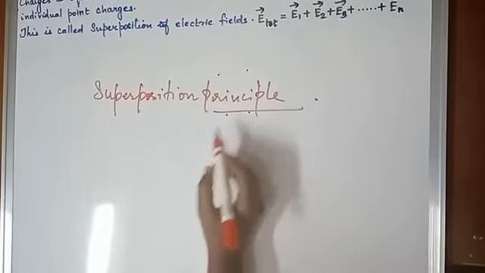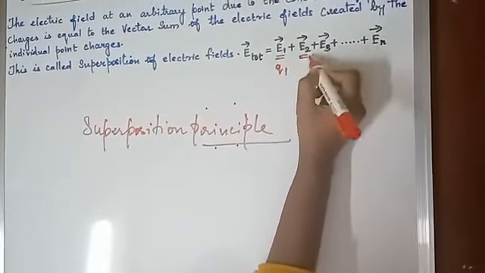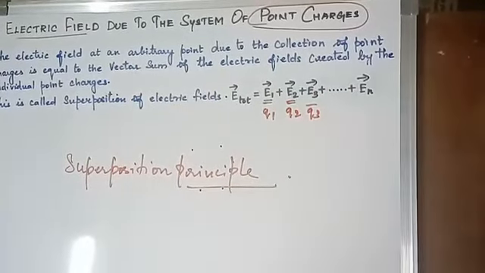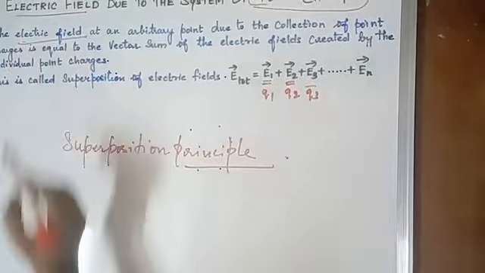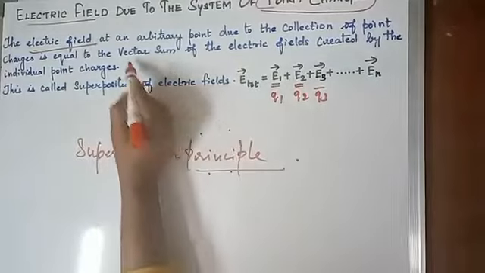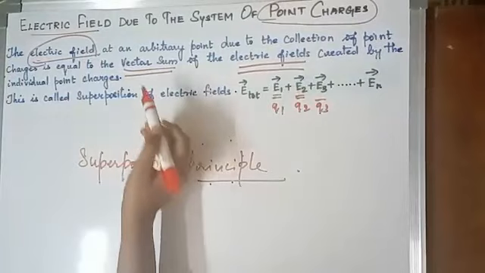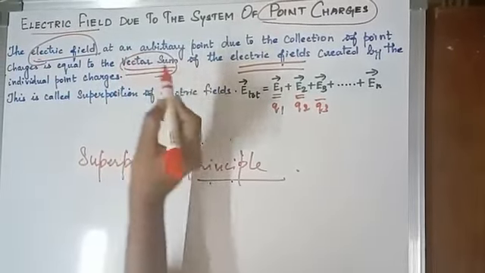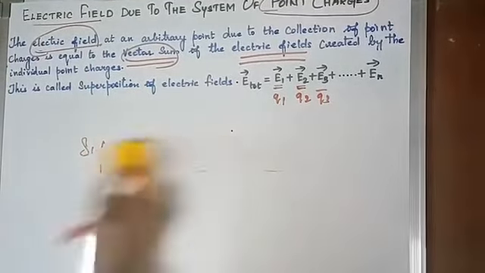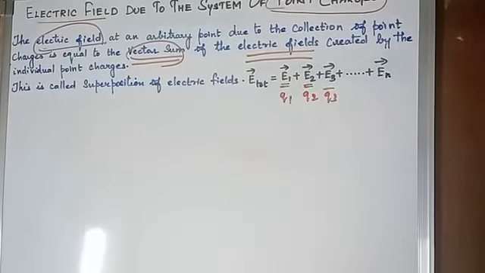So if we have many charges, then the electric field of charge Q1 is E1, for charge Q2 it is E2, for charge Q3 it is E3, and so on. To find the total electric field, we have to take the vector sum of the electric fields, not the normal sum. Now, with the help of a diagram, we will see how to find the total electric field of a system.